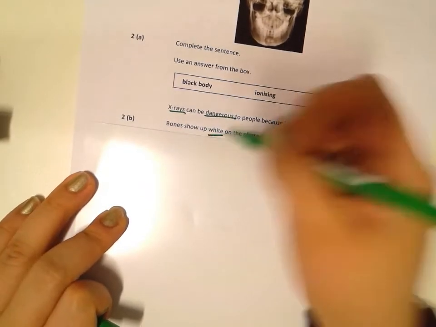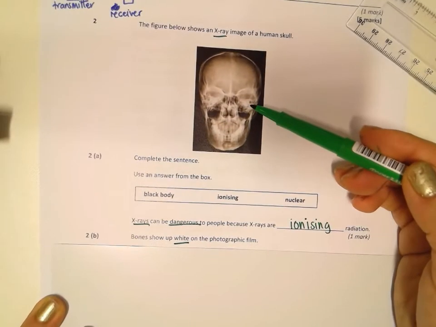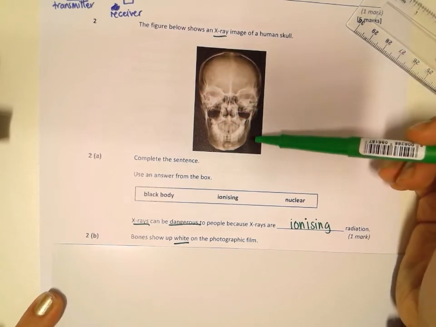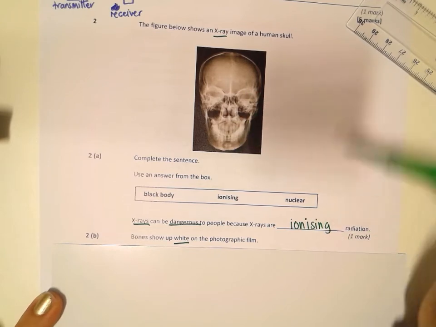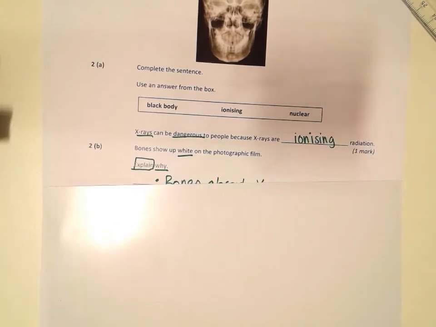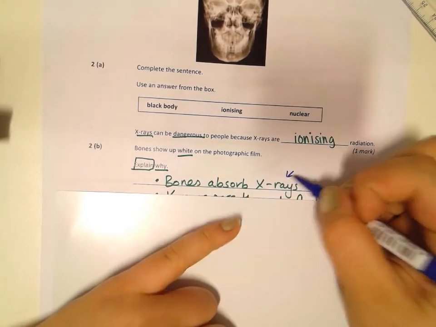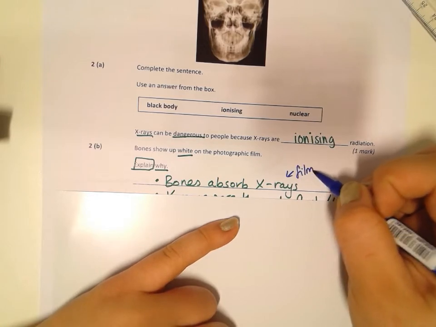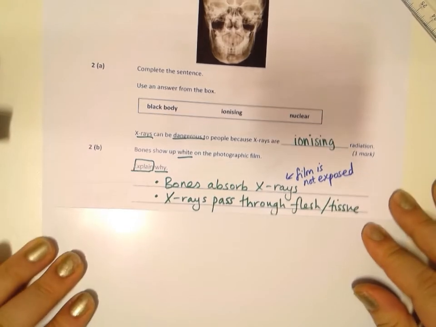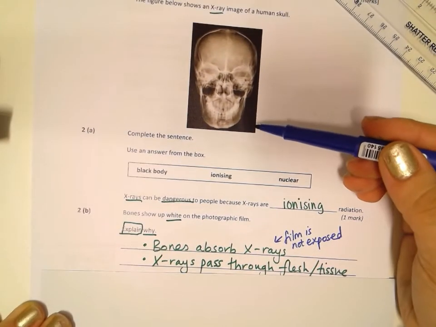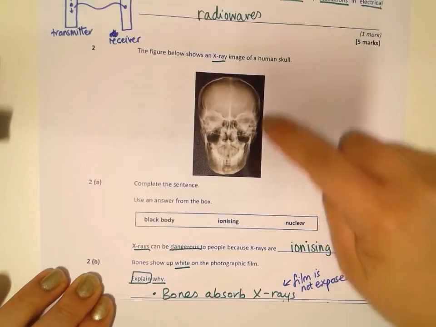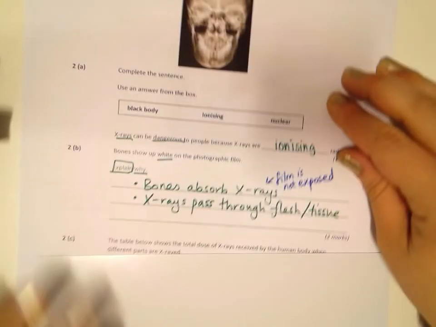Bones show up white on the photographic film, as you can see there, whereas the flesh, for example the skin or the tissue, is not shown. Why? Well, very simply, bones absorb the X-rays. So actually, in fact, this means that the film is not exposed. Whereas X-rays can pass through flesh and tissue, and that's why you can see they are completely blacked out, and they're not white anymore.